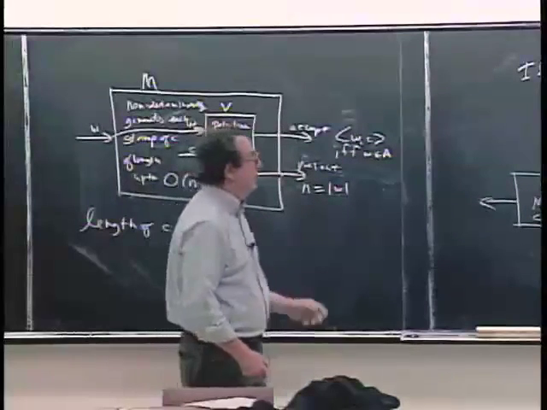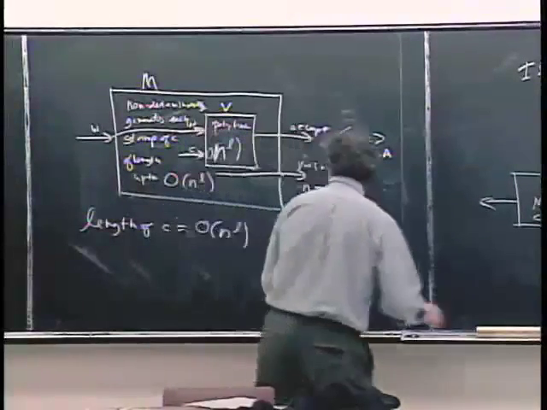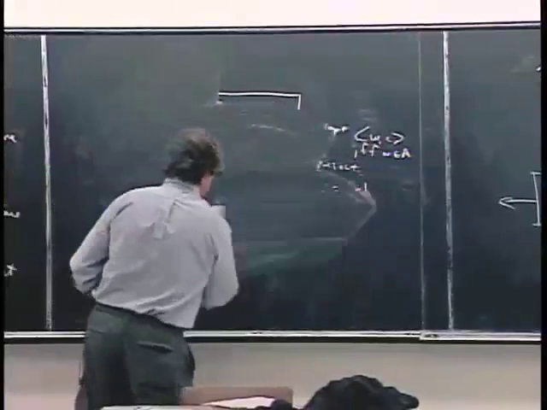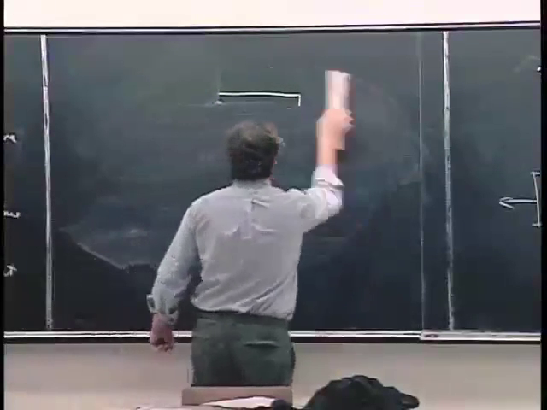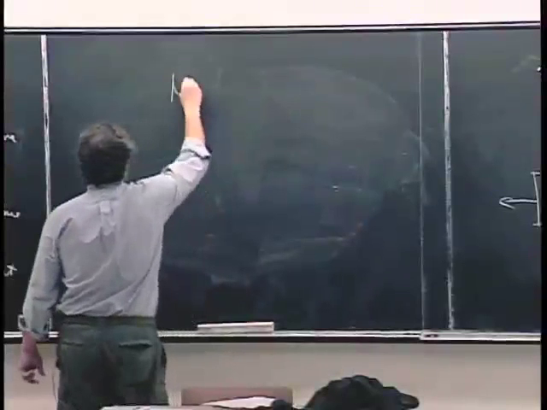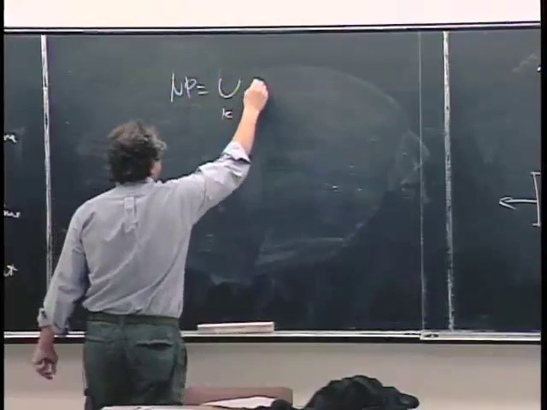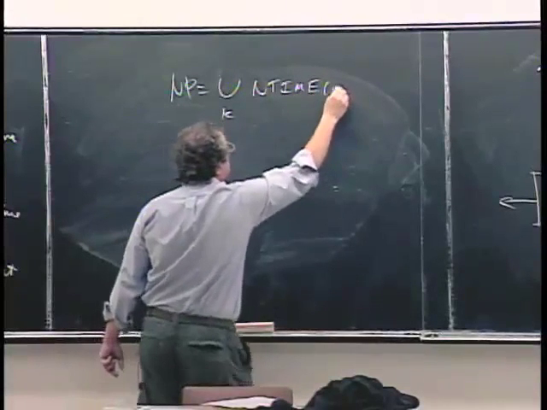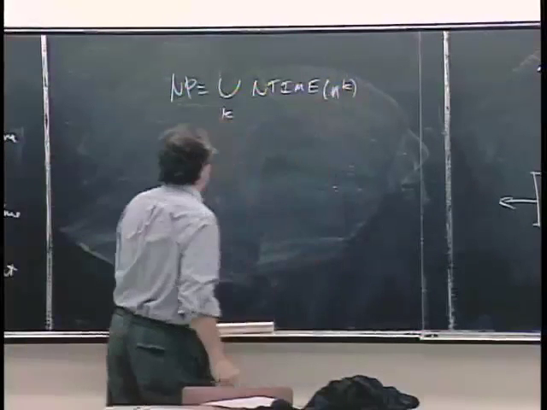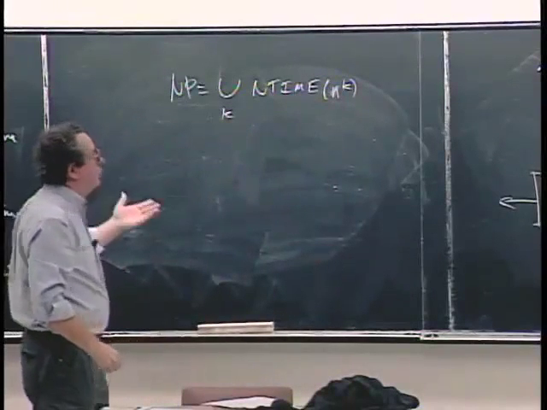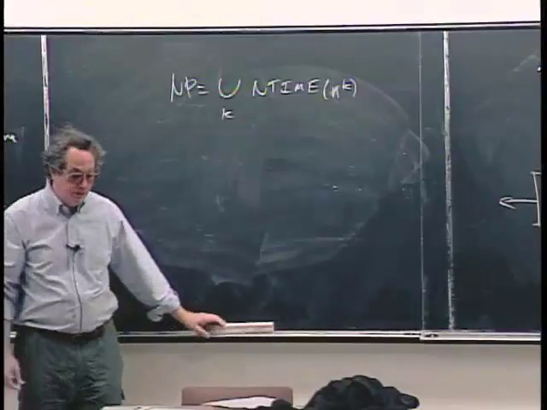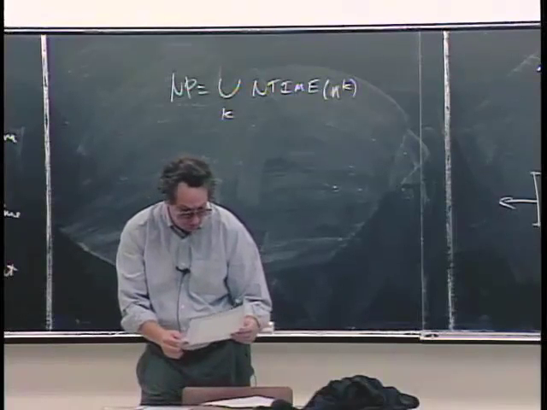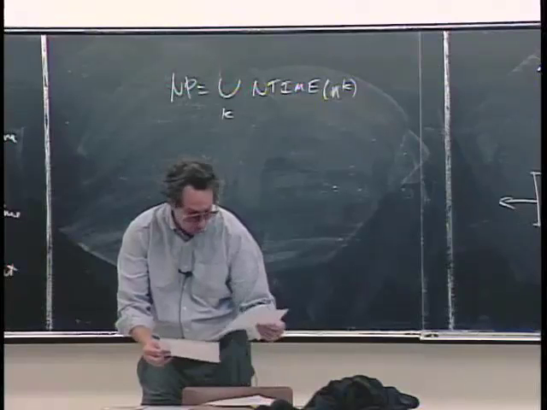All right. So we know what NP is. It's kind of abstract at this point, but NP equals the union over K of NTIME(n to the K). All right. Let me actually show you one problem that is in NP, so it makes this more concrete.